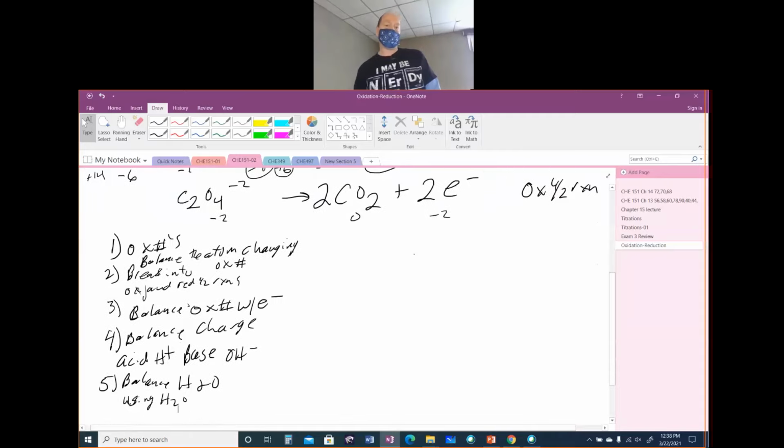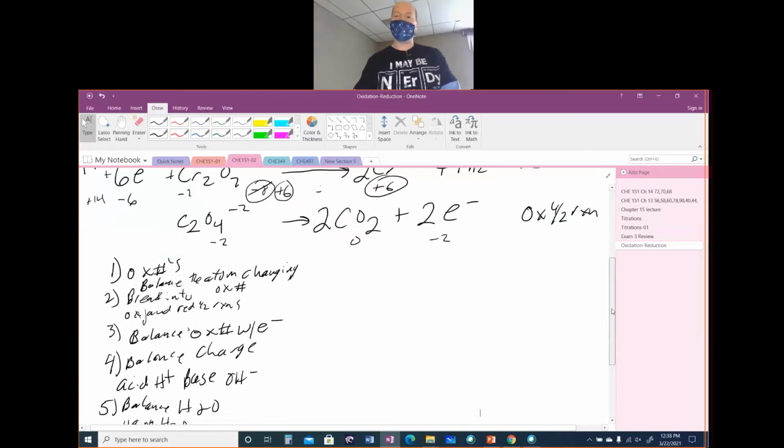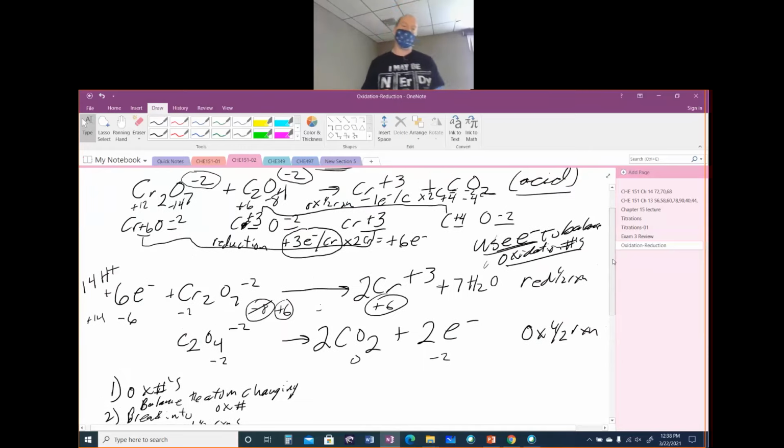So after we balance our hydrogens and oxygens, now on number 6, you have to get electrons gained equal to electrons lost. All right, and that is the key to oxidation reduction. Electrons gained equal electrons lost. Right now, we have gained 6 electrons, but we have only lost 2 electrons. All right, and so we have to multiply this by 3. And now we will have 6 electrons gained and 6 electrons lost. So you multiply it through by 3.